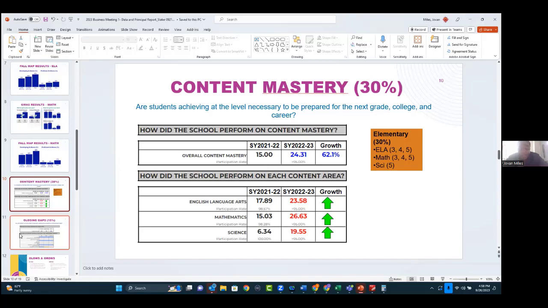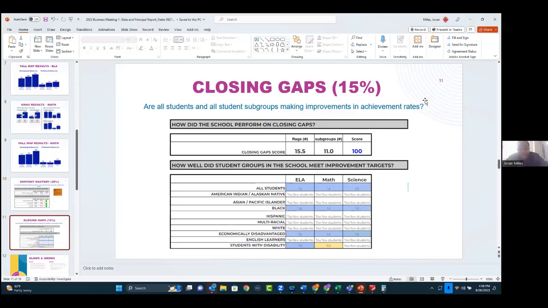And we also have the closing gaps data, again, from CCRPI. What the state gives is a target for each content area and subgroup, with the expectation that we meet certain growth targets year over year. The growth targets that are expected from the state are 3% for each content area and subgroup. We exceeded that in every single category except for math, students with disabilities in math.